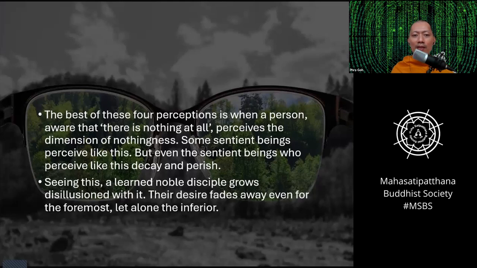The best of these four perceptions is when a person aware that there is nothing at all perceives the dimension of nothingness. Some sentient beings perceive like this, but even the sentient beings who perceive like this decay and perish. Seeing this, a learned noble disciple grows disillusioned with it. Their desire fades away even for the foremost, let alone the inferior. So the four perceptions can be solely samatha, no vipassana at all, no insight at all. So this stock formula, this chorus, would make sense. Okay, next.